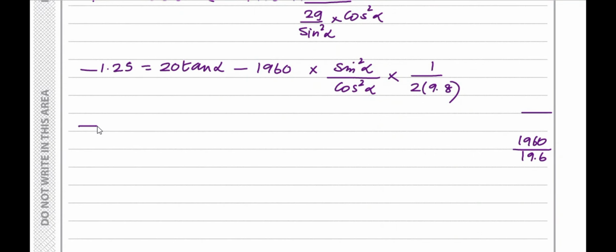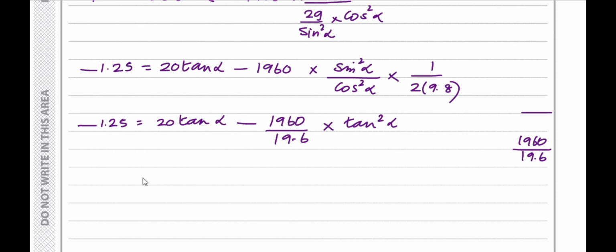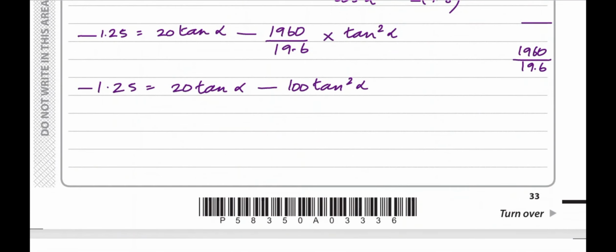Simplifying this further, minus 1.25 equals 20 tan alpha minus 1960 here divided by 2 times 9.8 is 19.6 times sin square alpha over cos square alpha is tan square alpha. Okay, that means minus 1.25 equals 20 tan alpha minus 100 tan square alpha. So we have got a quadratic in tan alpha now. Let's bring everything to one side to solve it.